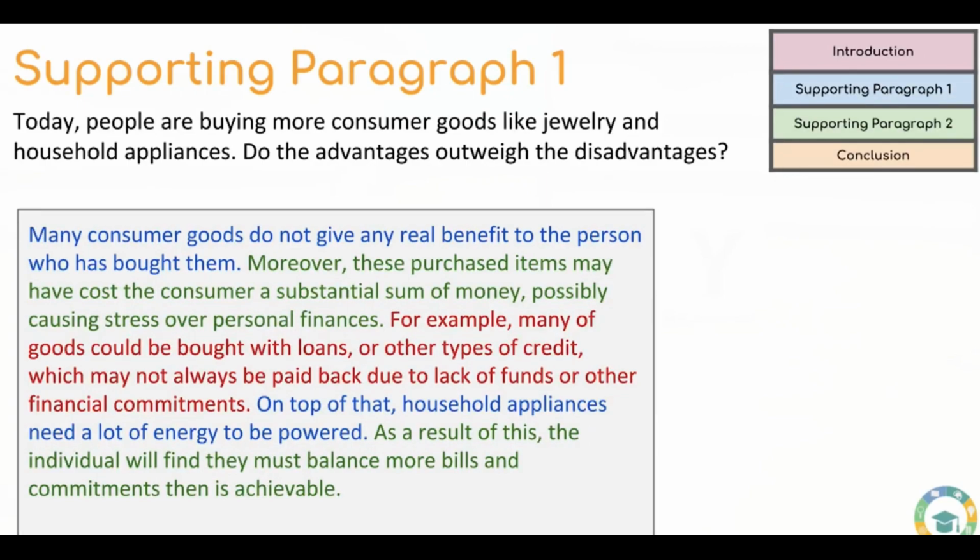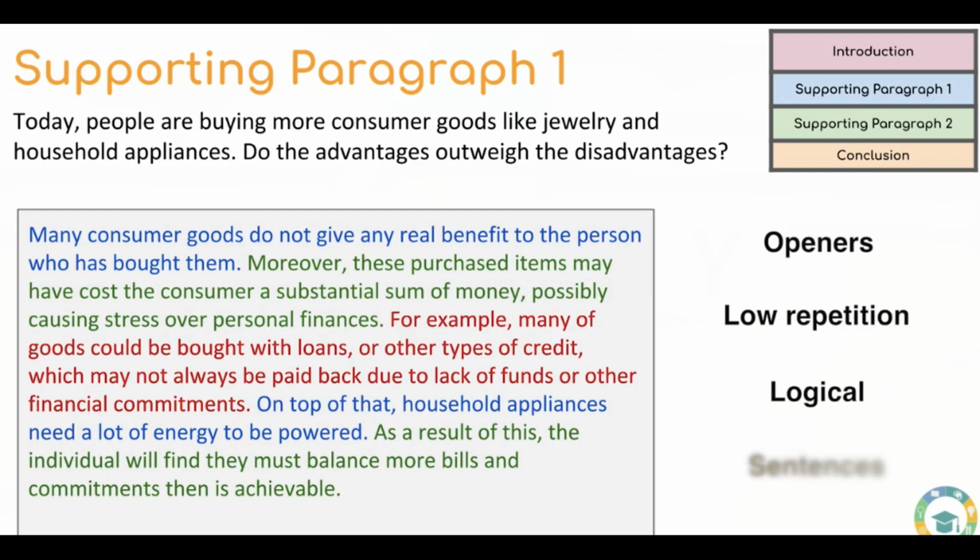Let's take a look at what went well in this first supporting paragraph. Well, for starters, there's a mix of very interesting advanced sentence openers. There's very low repetition throughout this paragraph, showing a range of vocabulary. It's logically ordered, as the topic sentence is followed by a support sentence and an example. And finally, there is a good mix of sentence structures. So overall, this supporting paragraph does tick a lot of the boxes in the examiner's band descriptors. Let's move to our second supporting paragraph.